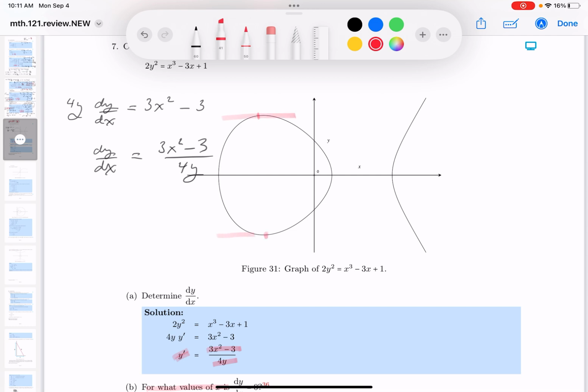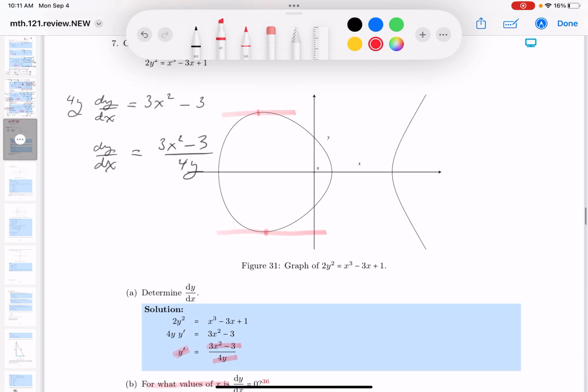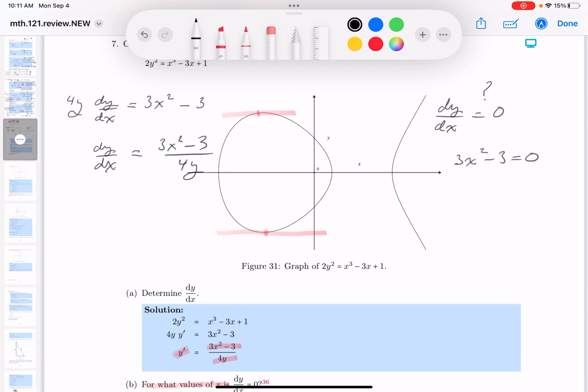So what I'm looking at over here, I'm definitely looking at 2 points, by the way. So I'm going to say for what values of x, well, let's take a look at that. Would the derivative equal 0? So when does dy/dx equal 0? That's a question. Well, it equals 0 when the top is equal to 0, provided the bottom is not simultaneously 0. So let's write that down. 3x squared minus 3 equals 0. I would divide both sides by 3. You get x squared minus 1 equals 0. So x would equal plus or minus 1.